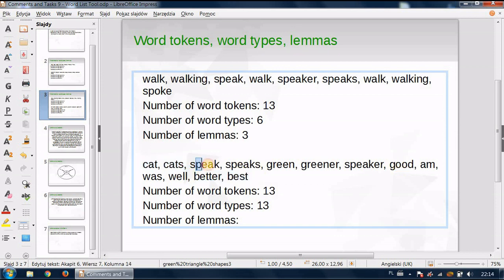1, 2, 3, that's 2, 3, 4, 5, 6, 7. This is an adverb and this is an adjective. And these two are inflection of this one, so it's 7. Okay.